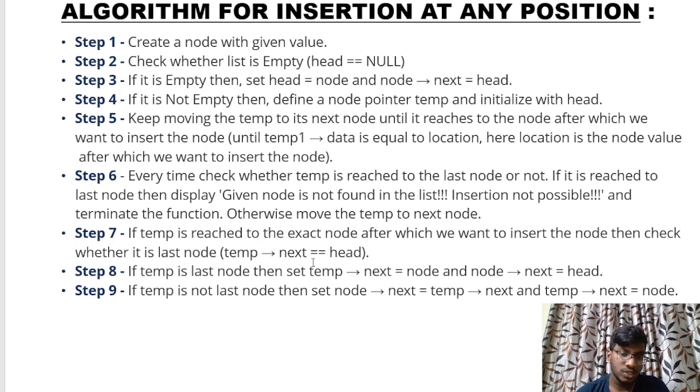Here we are following two scenarios. We are checking whether the temp is the last node or not. When it is the last node, we set the temp of next to the new node and give the head address to the new node. If the temp is not the last node, if it is a middle node, then we set the new node of next equal to temp of next and temp of next equal to the new node address.